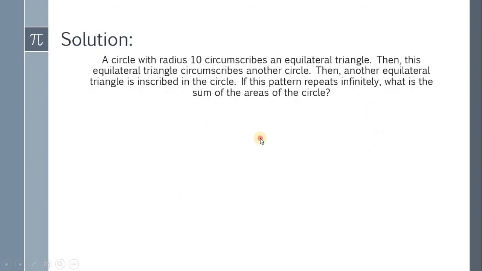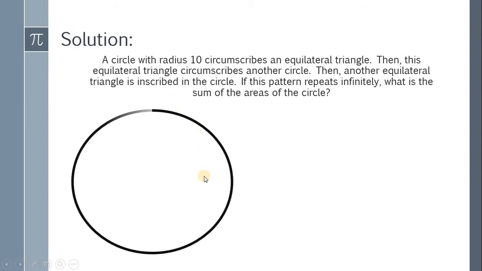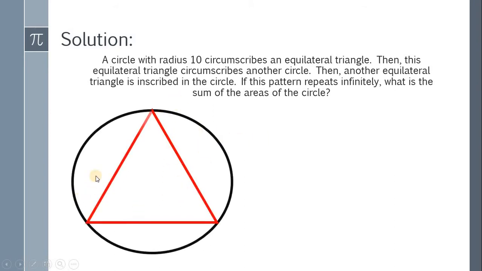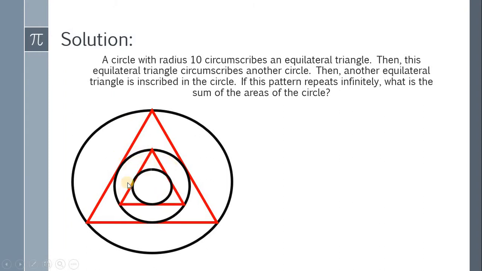First thing to do is to make an illustration. So first, we have a circle. Inside the circle is an equilateral triangle, and inside the equilateral triangle is another circle, then equilateral triangle, then a circle, then equilateral triangle, and a circle, and so on and so forth. Now, our goal is to find the sum of the areas of the circle. To do that, we need to find the length of the radius of each circle.